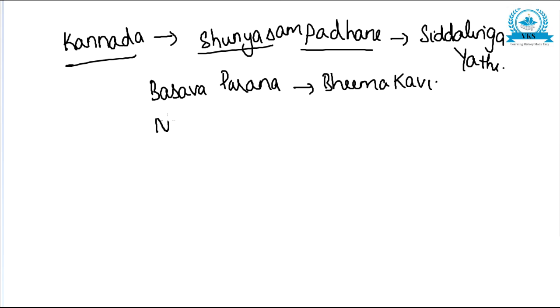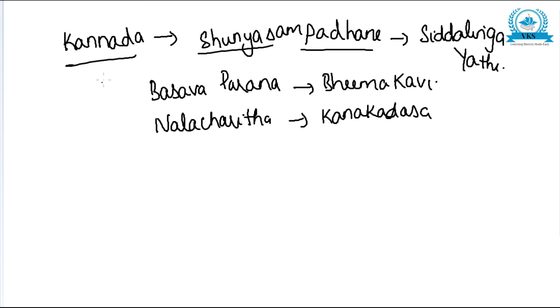Then Nalacharita, written by Kanakadasa, etc. These were some of the important Kannada works during that time: Shunya Sampadane by Siddhalingayati, Basava Purana by Bhima Kavi, and Nalacharita and Mohana Tarangini by Kanakadasa. Now let us see some Telugu works written during this time.